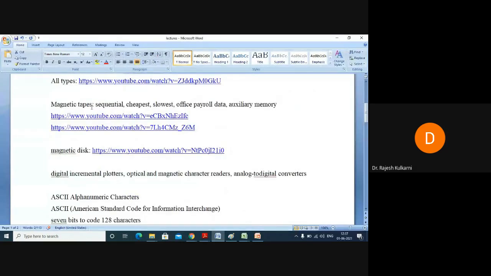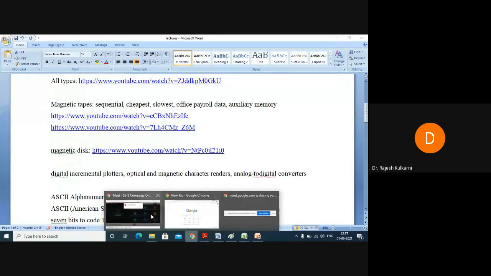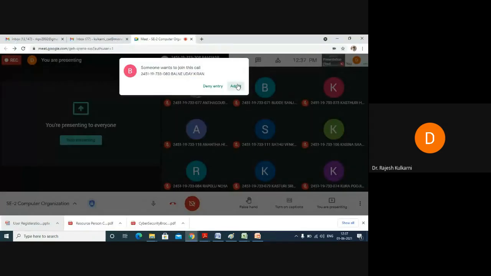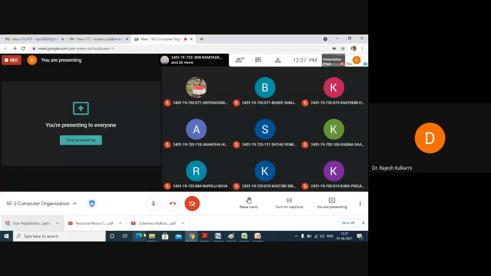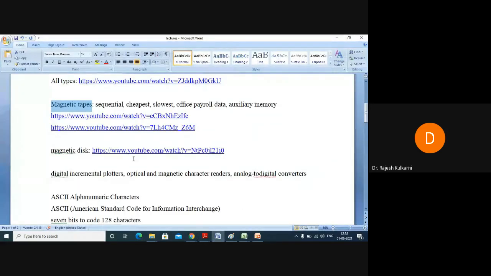So next is magnetic tape. This magnetic tape basically is a storage device. It's a storage device, but it's a legacy device, a very old device. So you had long tapes, and on those tapes data was stored. This was the cheapest and the slowest form of data storage, as far as magnetic tapes are concerned.